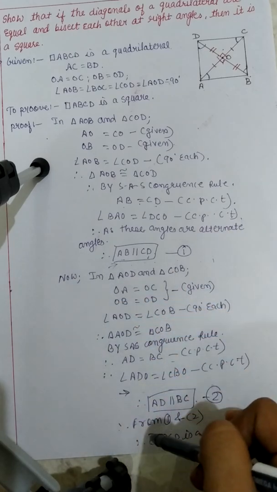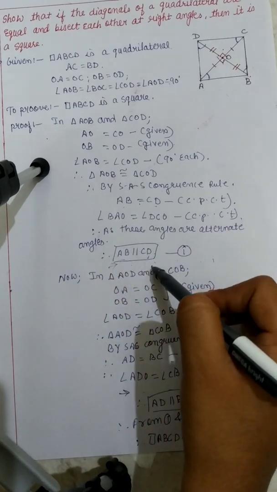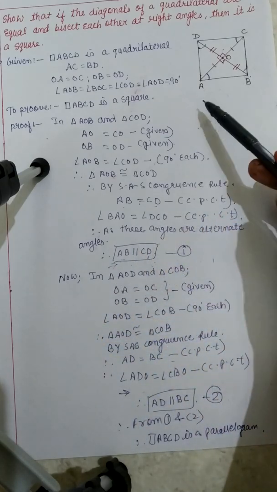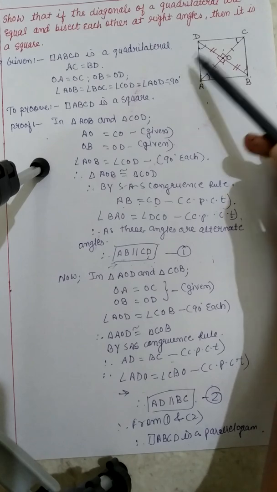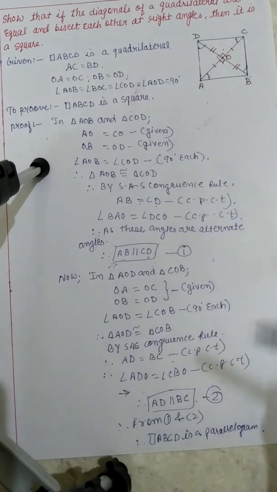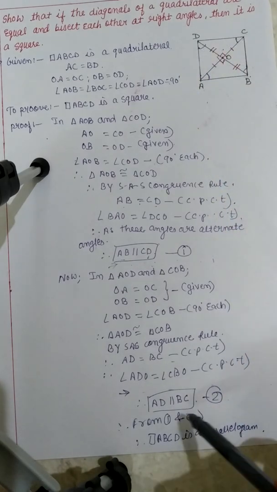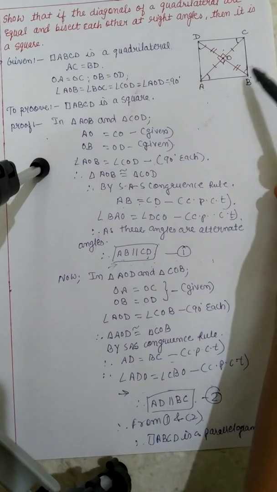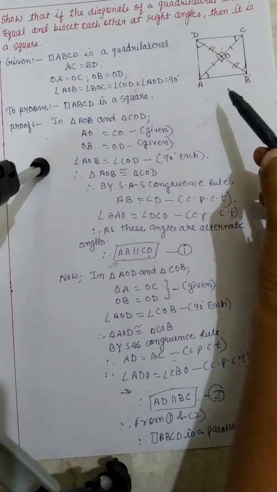Instead of using this big method, you can go for that shortcut also. Okay. So what we have concluded up to now is that AB is parallel to CD, AD is parallel to BC, hence ABCD is a parallelogram. Now I need to prove AB is equal to CD such that I can say that all the sides are equal to each other.